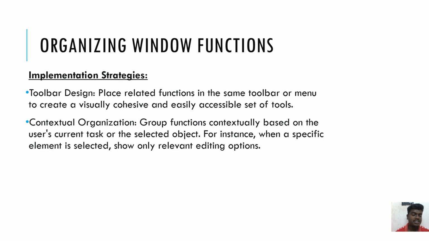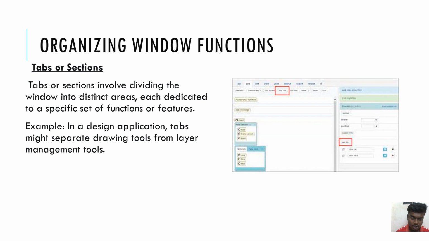Implementation strategies, toolbar design. Place related functions in the same toolbar or menu to create a visually cohesive and easily accessible set of tools. Contextual organization. Group functions contextually based on the user's current task and selected object. For instance, when a specific element is selected, show only relevant editing options.